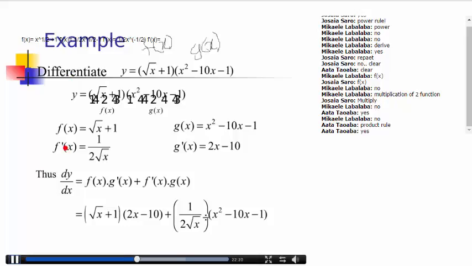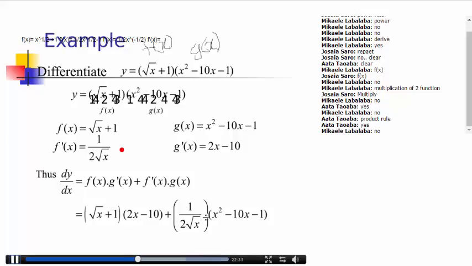So now did you understand how we get 1 over 2 root of x? Anyone having any problem with this? Are you still confused? So far good? Good. So now f dash of x is done, right? Now g(x) is equals to x squared minus 10x minus 1.